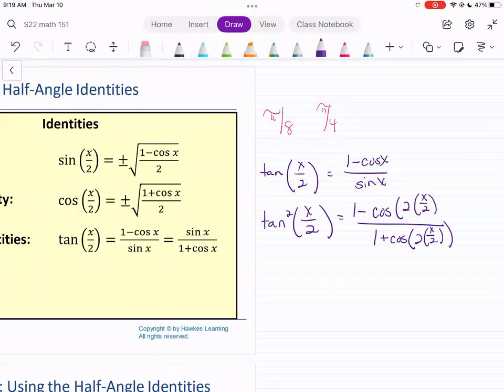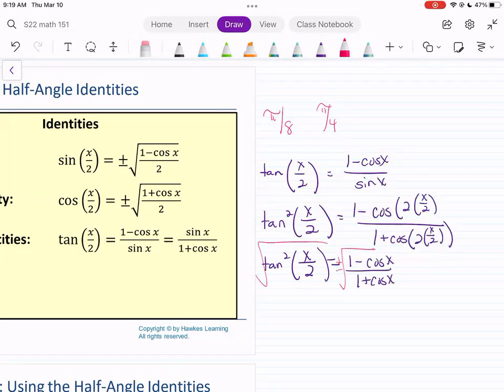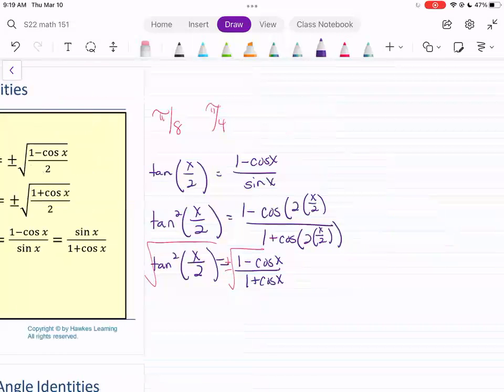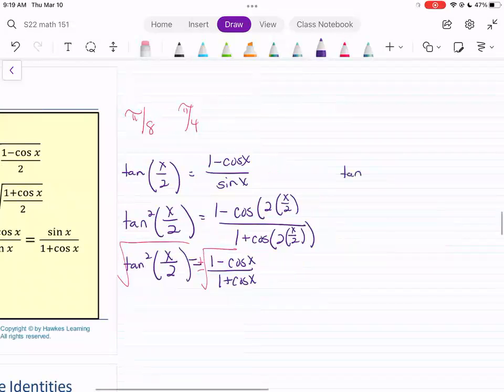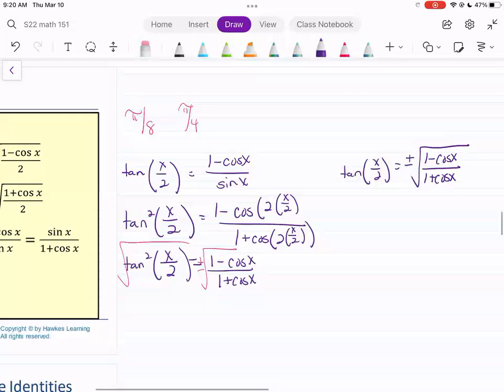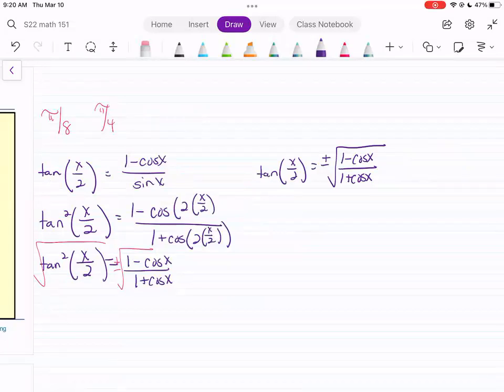Notice that that reduces very nicely. The tangent squared of x over 2 becomes 1 minus the cosine of x over 1 plus the cosine of x. Then we can take the square root of both sides, which leaves us with the tangent of x over 2 equal to plus or minus the square root of 1 minus the cosine of x over 1 plus the cosine of x. We can then multiply by the conjugate on the top and the bottom.